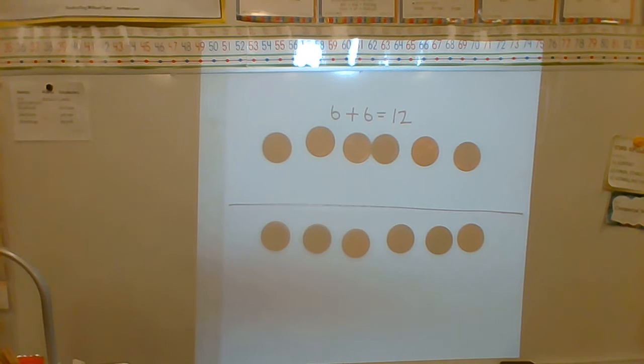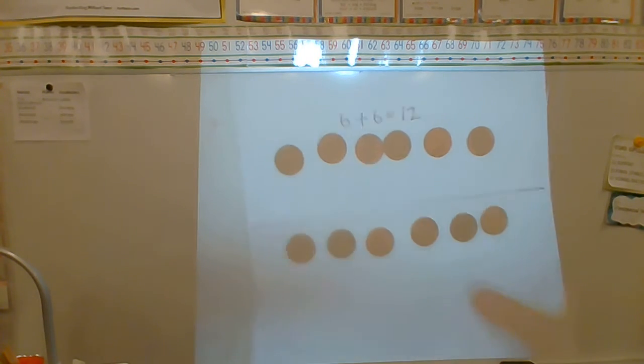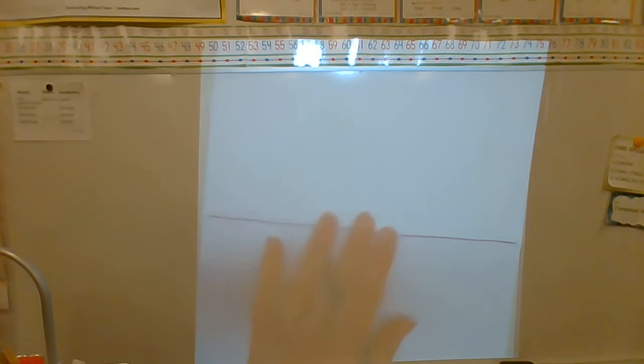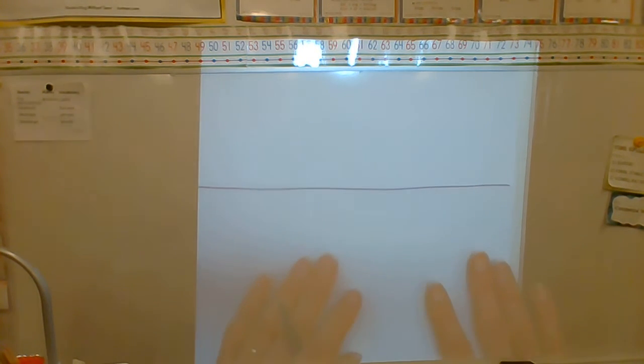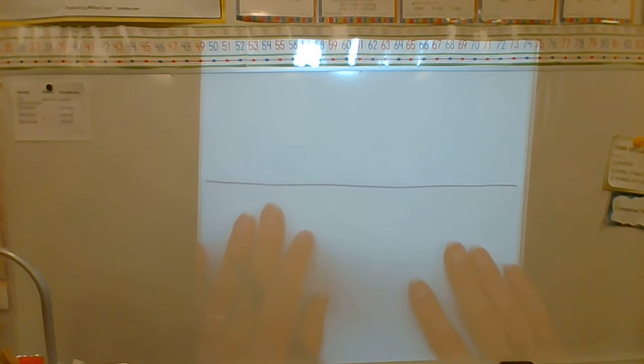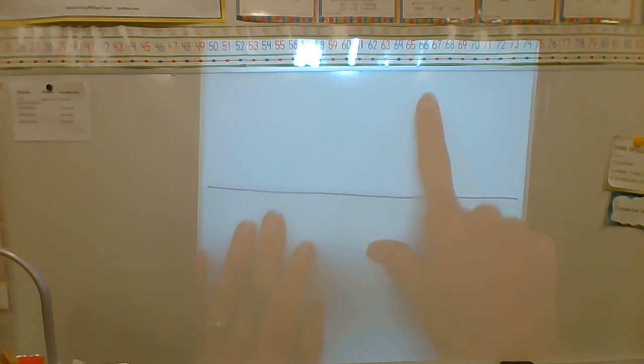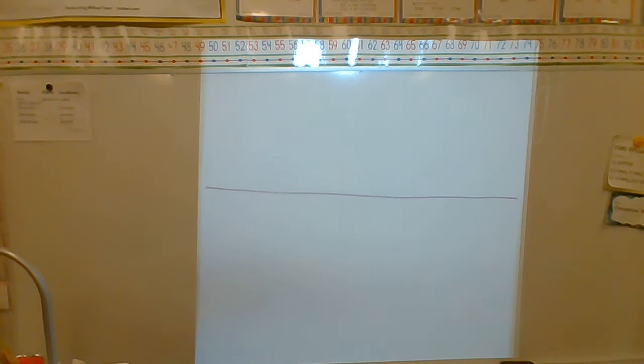Okay. So now we're going to talk about what you're going to do on your page. Okay. All right. You're going to take 10 pennies out of the cup. If you have 10 pennies, you're going to pretend that you're sharing them with a friend. You're going to put half the 10 pennies on one side and half of the 10 pennies on the other side of this folded paper. Go ahead and do that now. Half on one side, half on the other. You have 10 pennies to share.